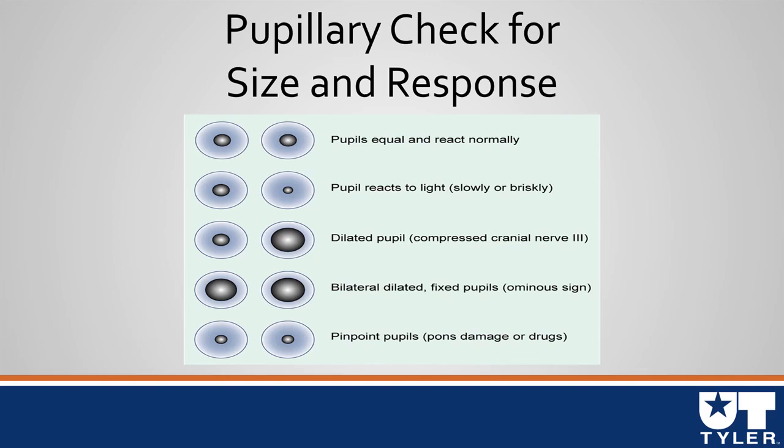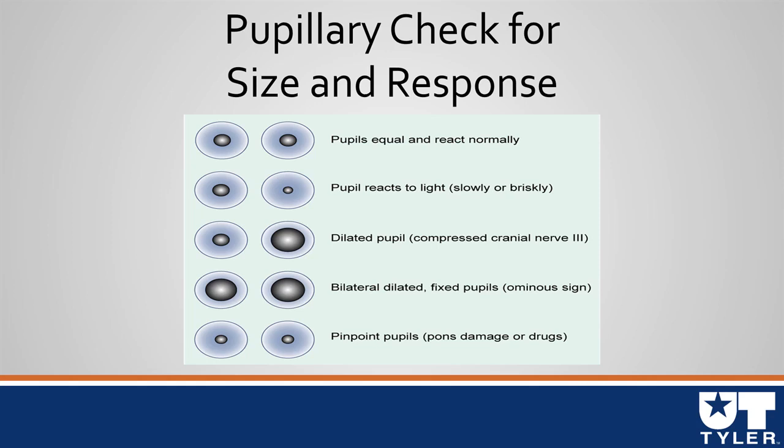The nurse should do a pupil check for size and response. Compare the pupils with one another for size, shape, movement, and reactivity. If the oculomotor nerve, or cranial nerve 3, is compressed, the pupil on the affected side, which is also known as ipsilateral, becomes larger until it fully dilates. If ICP continues to increase, both pupils dilate.